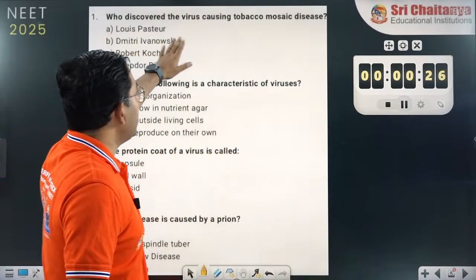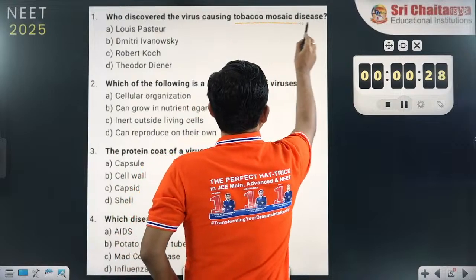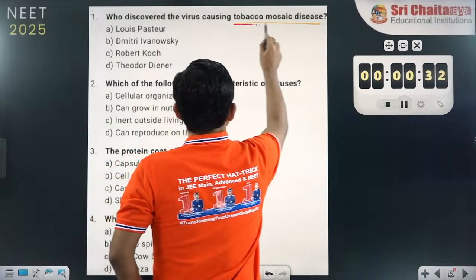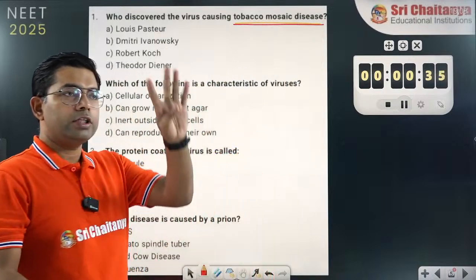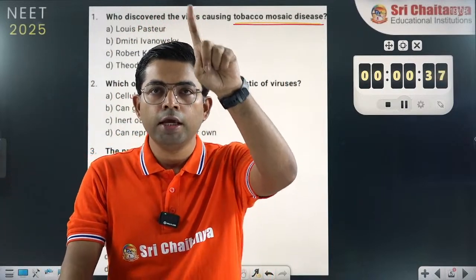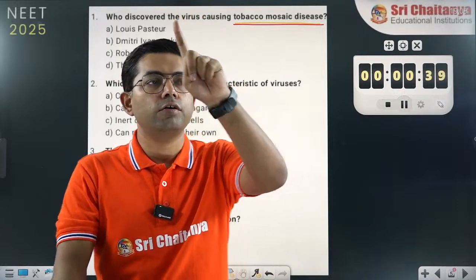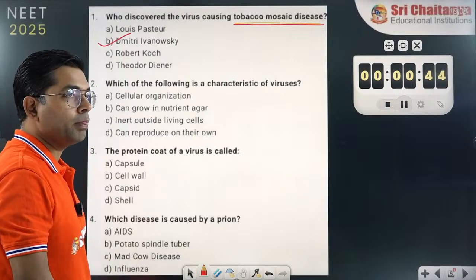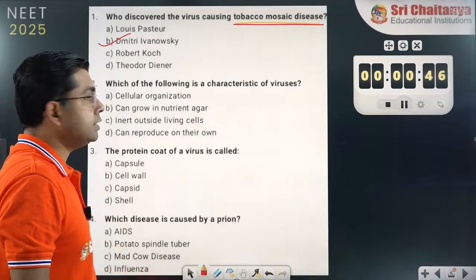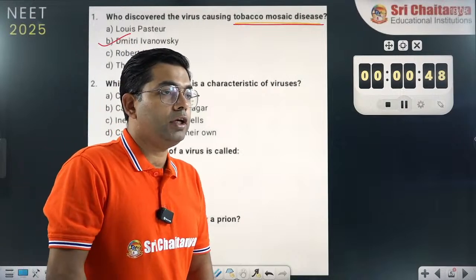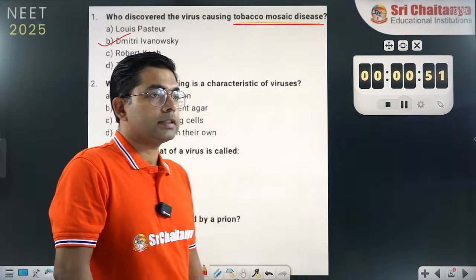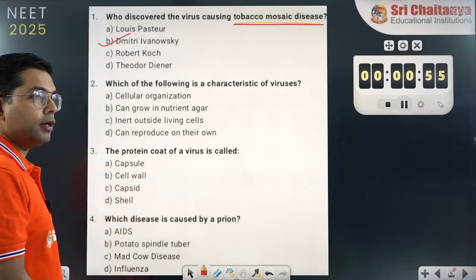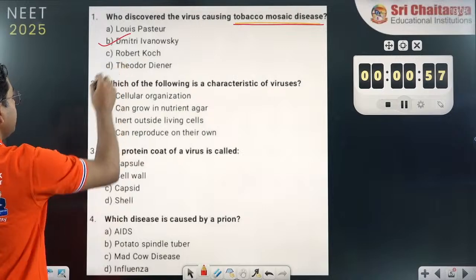Who discovered virus causing tobacco mosaic disease? So, who discovered virus? Very simple. I have given 3 scientists. First one, Ivanovsky discovered virus. So, the answer is Dmitry Ivanovsky. Yes, most of you are answering B. Correct. Avnish, Praveen, Sasi, Harsh, Reshma, Tejasri. Very good. So all of you are answering Dmitry Ivanovsky.